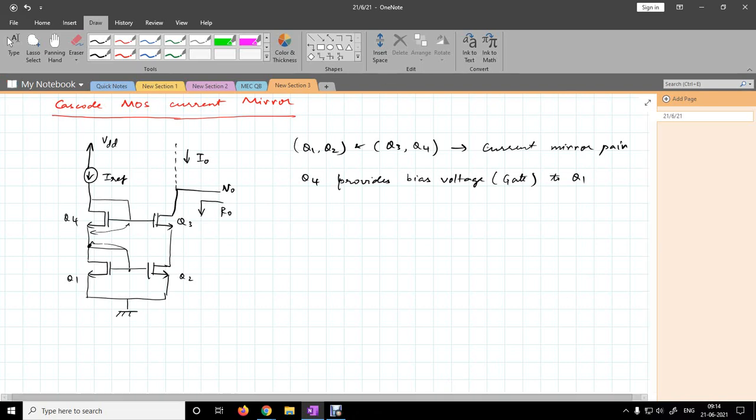No, not Q1, Q3. This voltage will be same as this voltage.